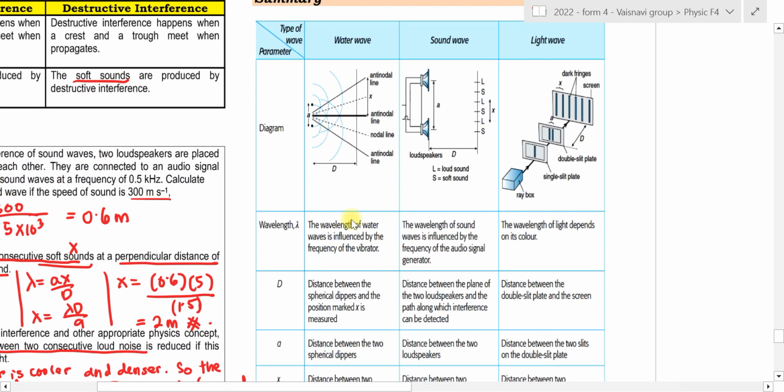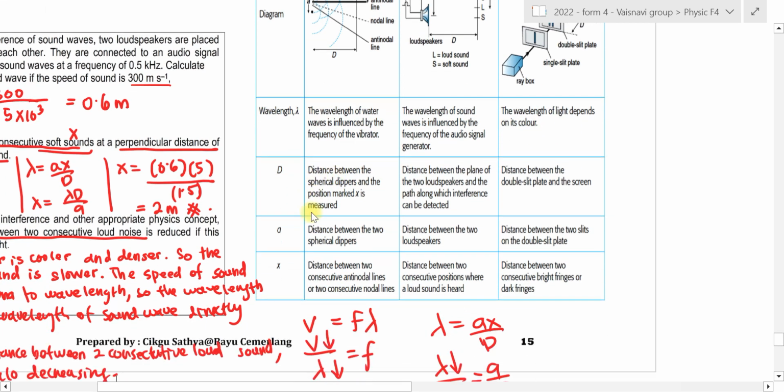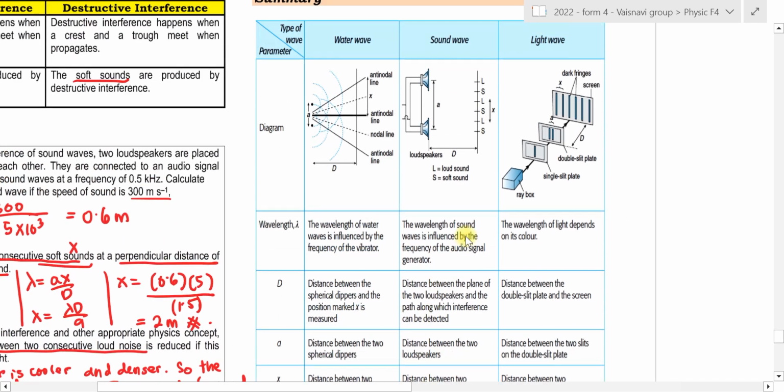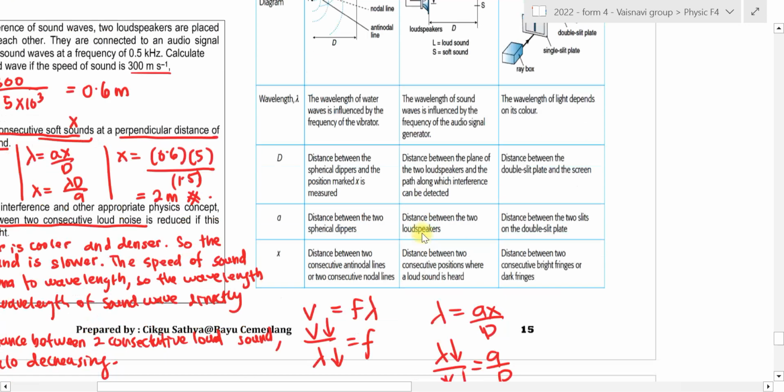Okay. Baik. Here the wavelength of water is influenced by the frequency of vibrator. Here the sound wave also, the wavelength of sound wave is influenced by the frequency. Tadi saya dah cakap adjust you punya frequency. Here the wavelength is depends on the color you use. The others all you know lah. Okay, right.